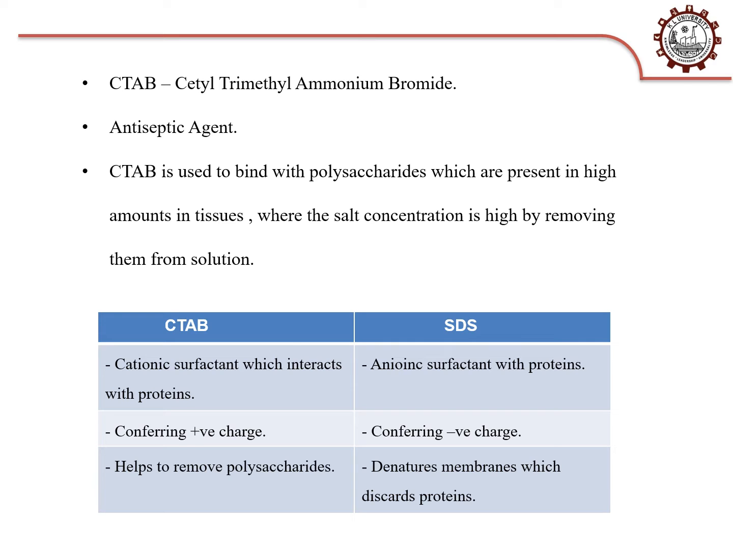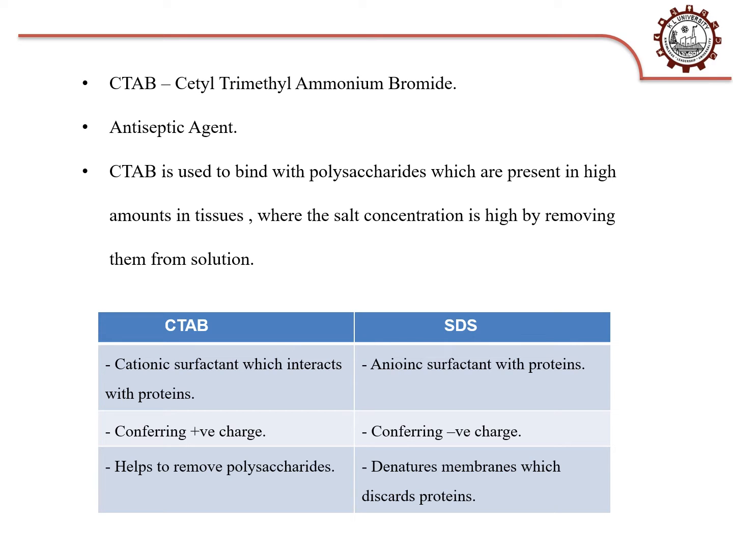If we compare CTAB and SDS, CTAB is a cationic surfactant whereas SDS is an anionic surfactant, with CTAB conferring a positive charge whereas SDS confers a negative charge. CTAB helps to remove polysaccharides whereas SDS denatures membranes, which discards proteins.